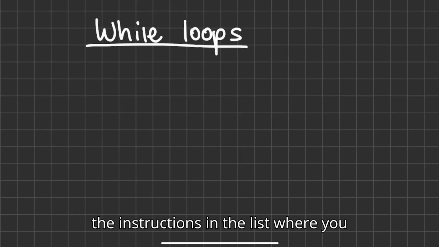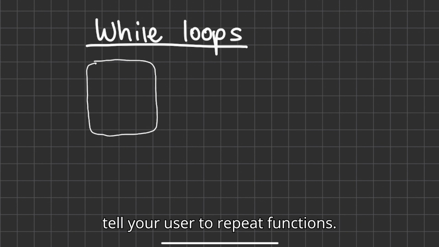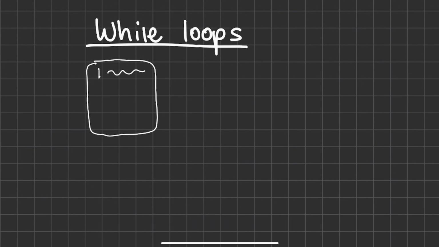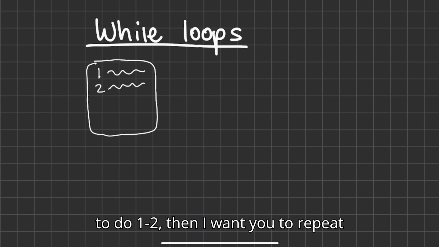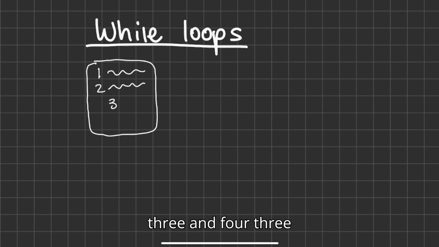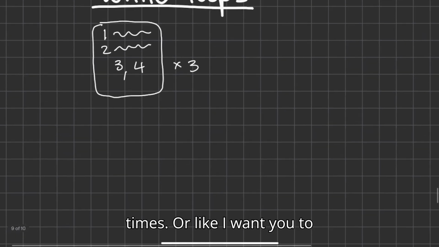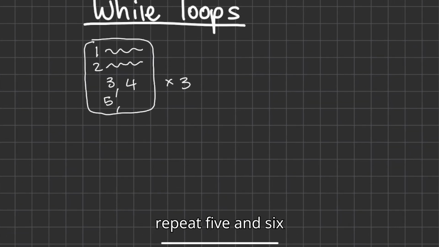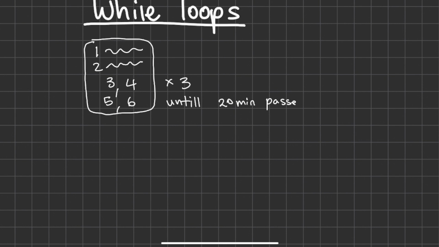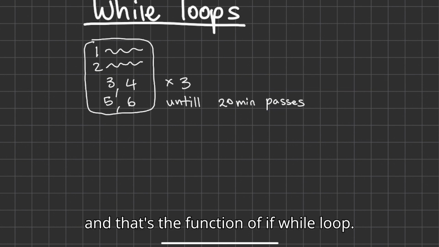While loops are like the instructions in a list where you tell your user to repeat functions. So it's like, hey, I want to do 1, 2, then I want you to repeat 3 and 4 3 times. Or, like, I want you to repeat 5 and 6 until, like, 20 minutes passes. And that's the function of a while loop.